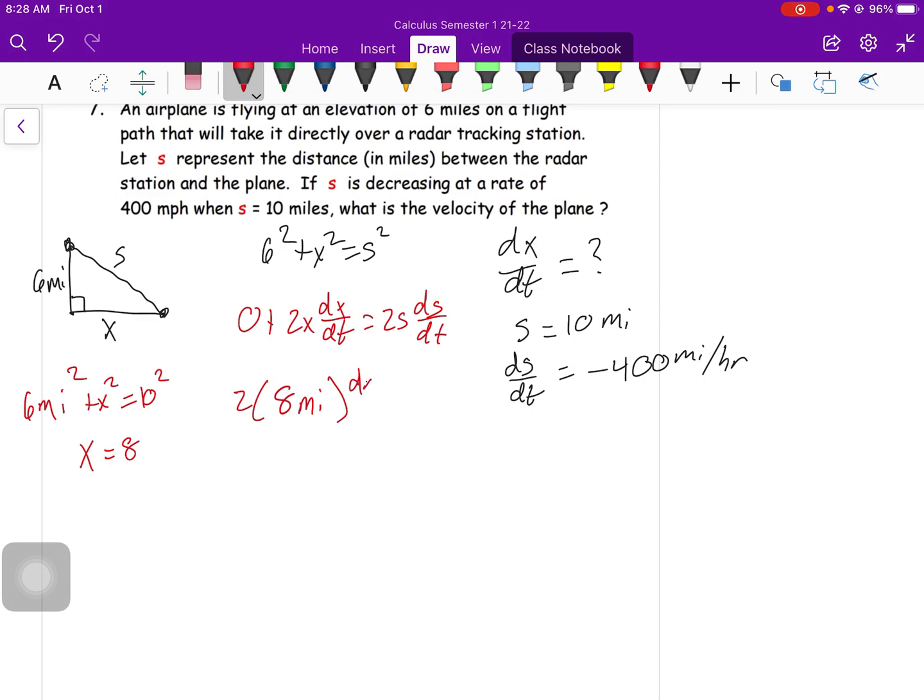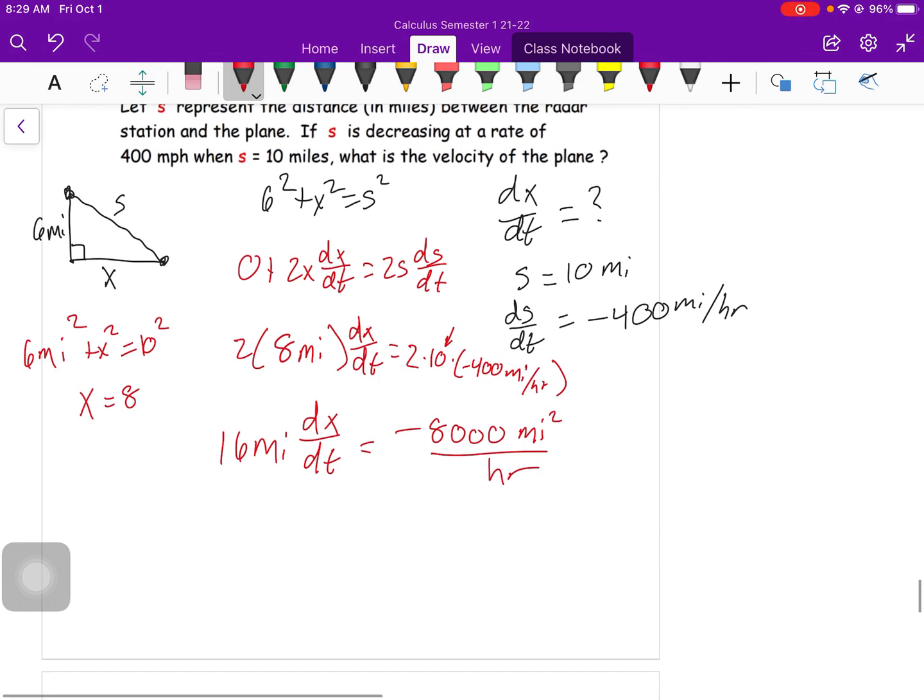And then dx/dt, we didn't know, but that's equal to 2 times 10 times negative 400 miles per hour. I should have put miles with that 10, but I forgot. So I've got 16 miles times dx/dt is equal to negative 8,000 miles squared per hour. Divide both sides by 16 miles. I've got dx/dt is equal to, well, negative 8,000 divided by 16 is going to be negative 500.